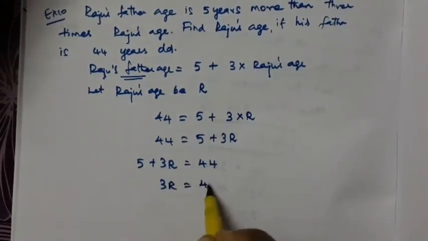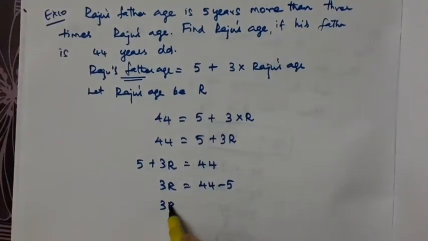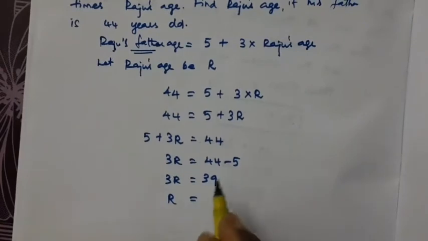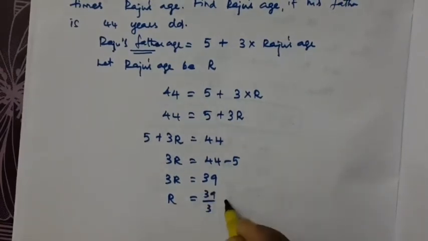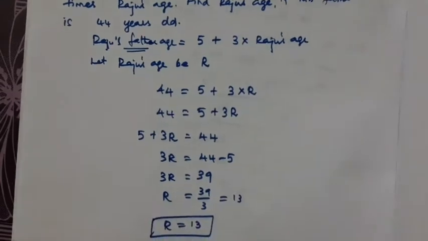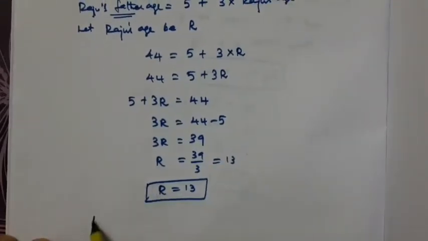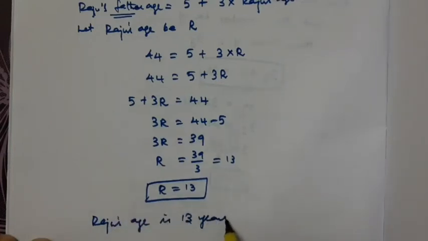3R equal to 44 minus 5. Now 3R equal to 39. R equal to, now I am going to divide by 3 on both sides. 39 divided by 3 equal to 13. So R equal to 13, which means Raju's age is 13 years.